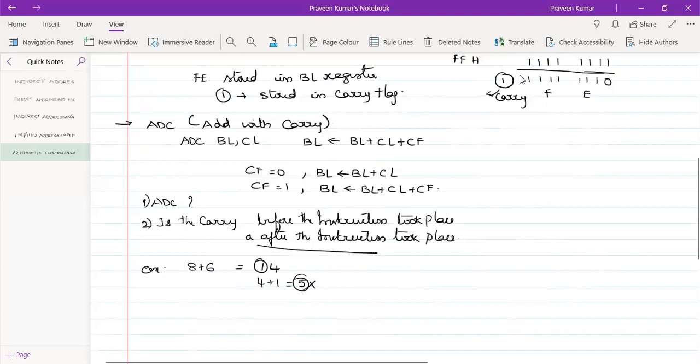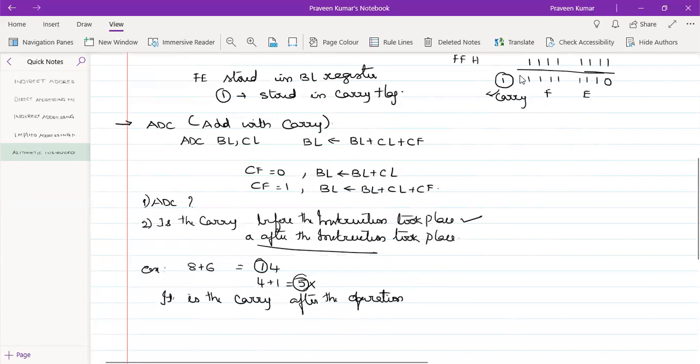So it is the carry after the operation. So if this is the carry of the previous operation, where did we use this instruction? We are very clear that this is the carry which took place after the instruction. Now the next question we want to answer is where this add with carry is used. This is used when we want to add two large numbers.